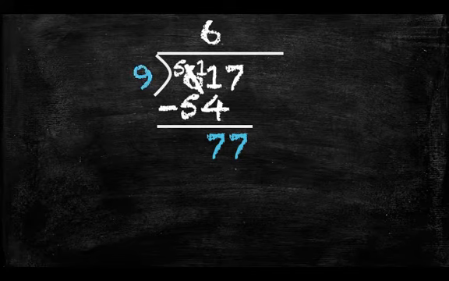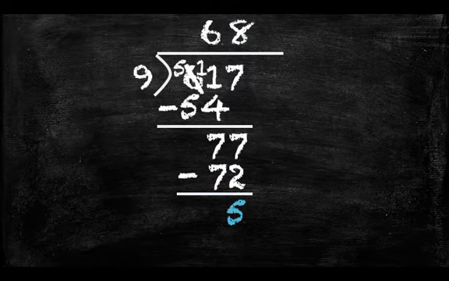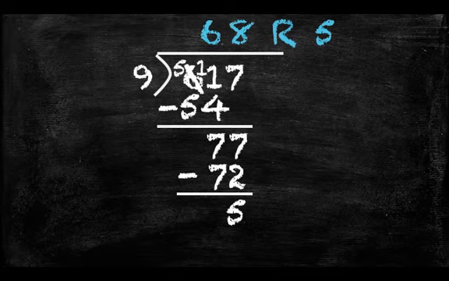77 by 9, the answer is 8, and now you multiply. That's right, you're doing great. You get 72 and you subtract, there's nothing left to bring down, and that's a fact. Your answer 68 with remainder 5, that's how the story ends when we long divide.